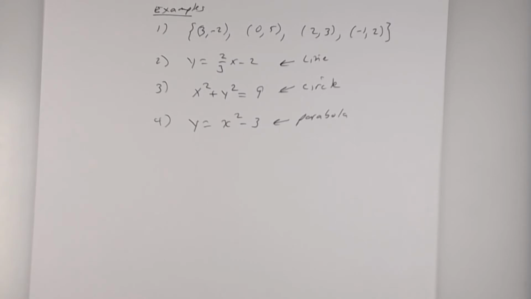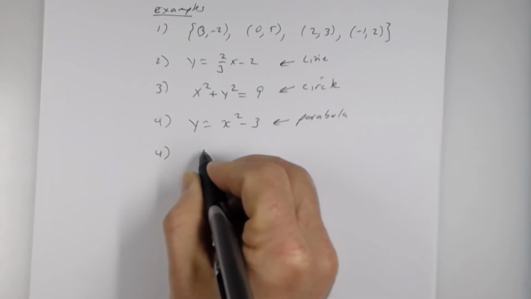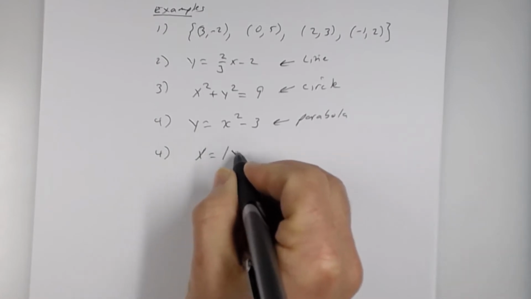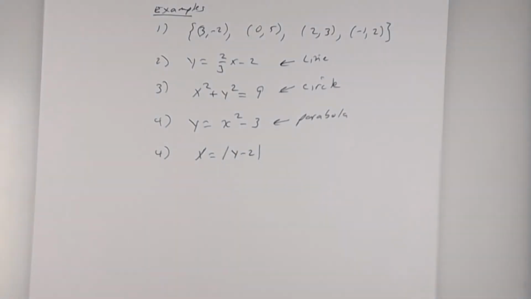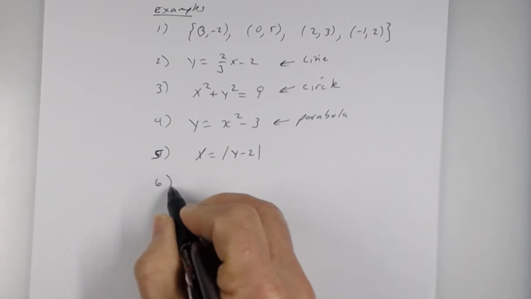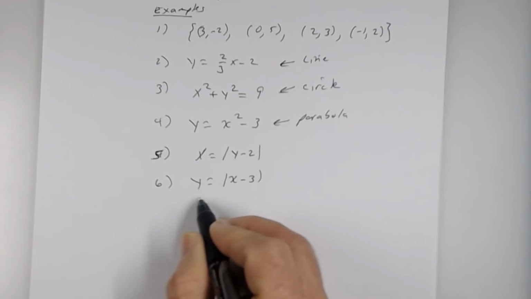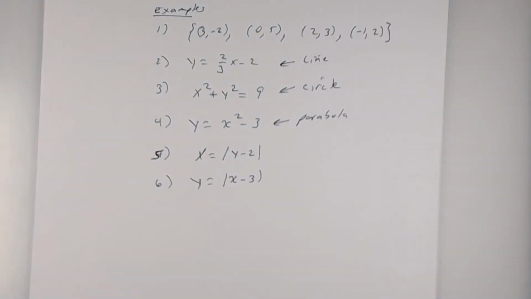So another relation would be something like this. x = the absolute value of y - 2. Now, before we look at that one, I didn't mean to put that number 4. Let's put number 5. Number 6, y = the absolute value of x - 3. Let's talk about this one, number 6. That's a relation, because I can represent a set of ordered pairs.